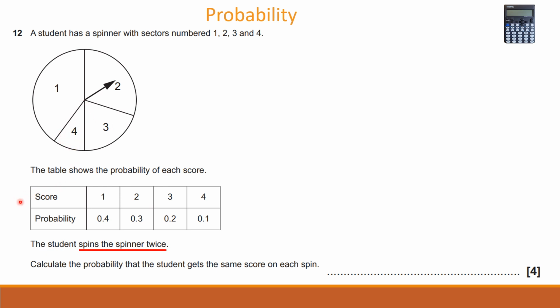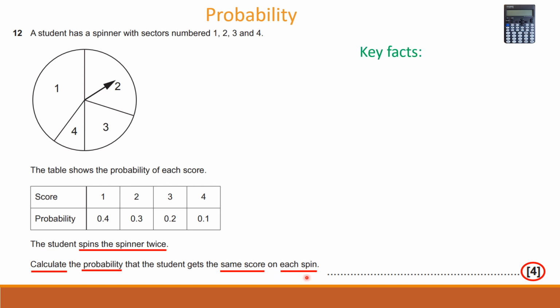So the keywords are that the spinner is spun twice. So it's spun round once and the arrow points to a value, then it's spun around again and it points to a different value. You've got to calculate the probability that the student gets the same score on each spin. So when the spinner is spun, first of all, it lands on a 2, it's spun again, and it lands on a 2 again. What is the chance of that happening? And that is worth 4 marks. So that's what the question's asking us to find. We've got to work out how to do that.